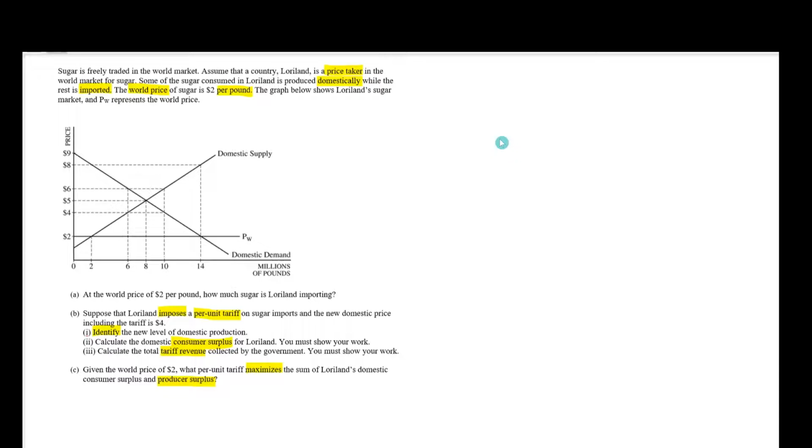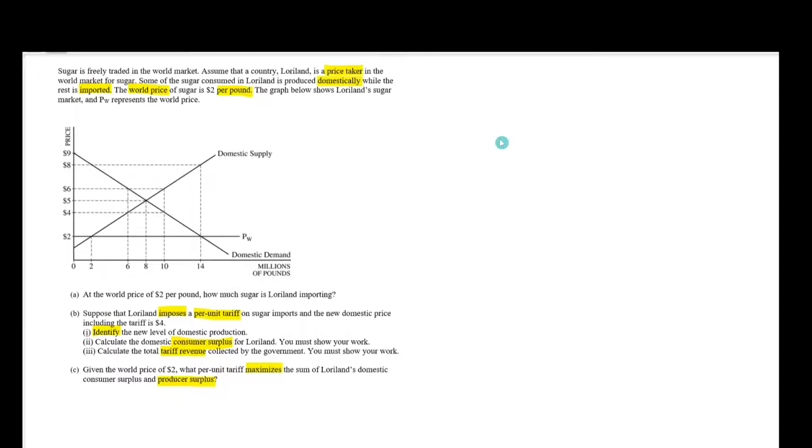So now let's look at the question itself. We've got sugar is freely traded in the world market. Assume that the country, Loriland is the name, is a price taker in the world market for sugar. Okay, so it's a price taker. It has no impact on the world price, or very little.